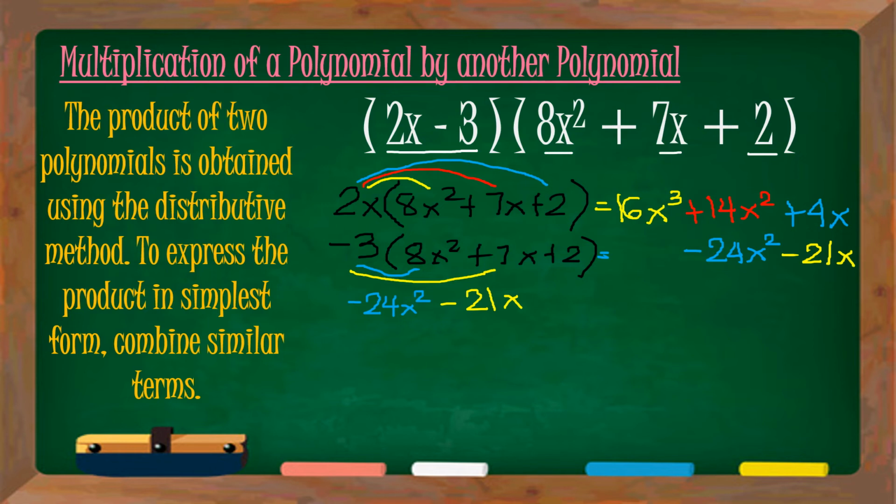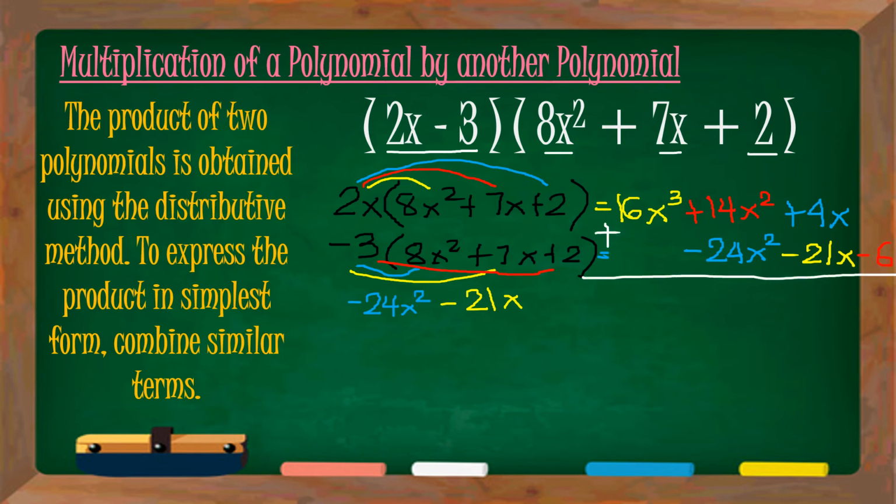And the last one is negative 3 times positive 2. So, negative times positive is equal to negative. Then, 3 times 2 is equal to 6. Okay? Sana nakakita pa yung nasa gilid. Okay? So, after natin pagtapatin yung mga similar terms, we can now combine the similar terms. So, pwede na natin pagsamahin yung mga similar terms.